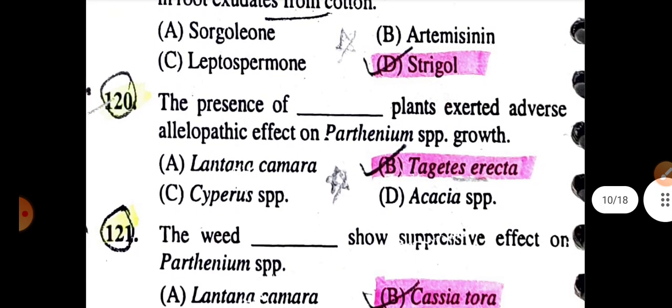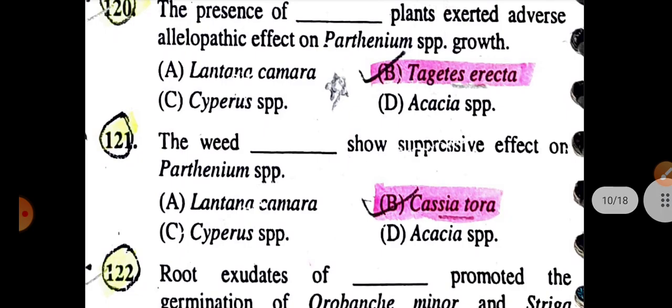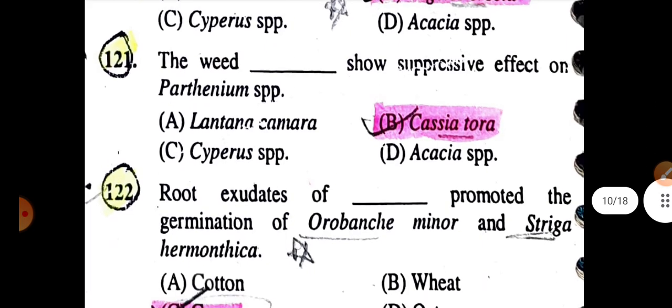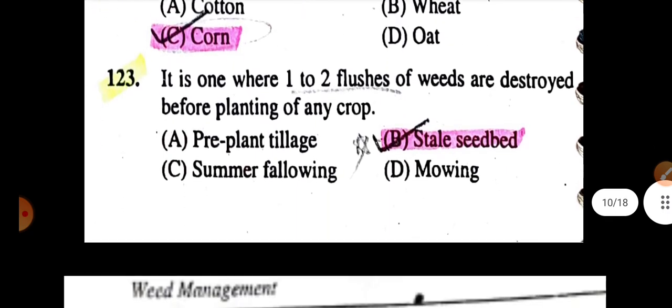The presence of Tagetes erecta plant exerts adverse allelopathic effect on Parthenium species growth, while the weed Cassia tora shows suppressive effect on Parthenium species. The roots exudates from corn promote the germination of Orobanche minor and Striga hermonthica.